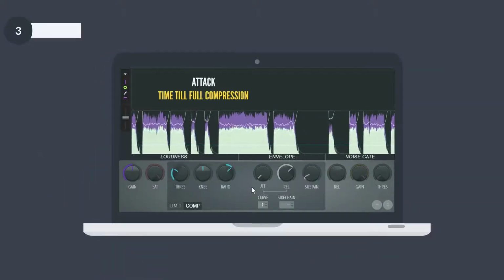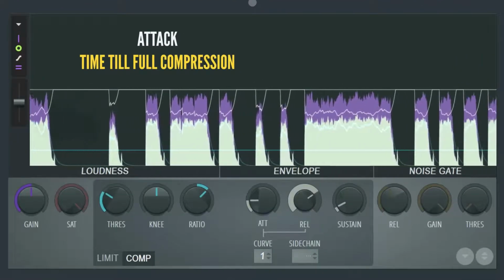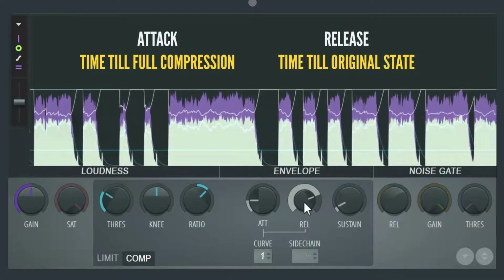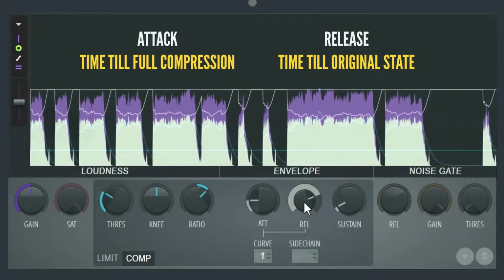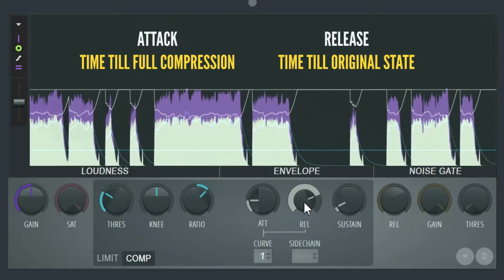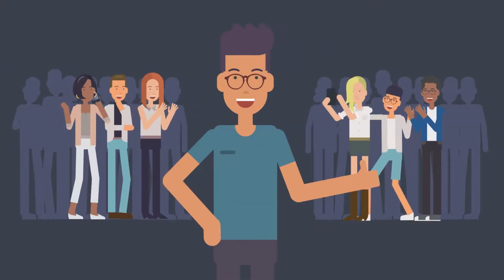After that, you can then set the attack and release. The attack determines how long it takes for your compressor to reach the whole level of compression. Release is the opposite. It sets the time your signal needs to go back to its original state. After setting all these parameters, your sound should already sound better.